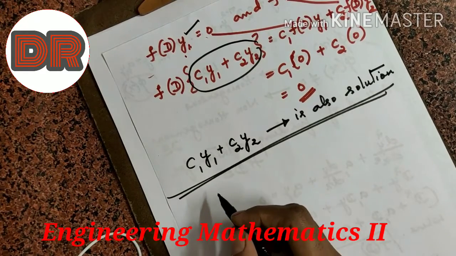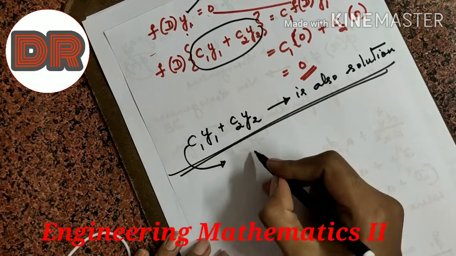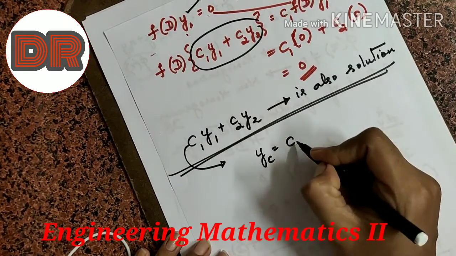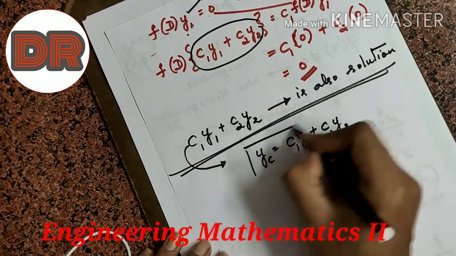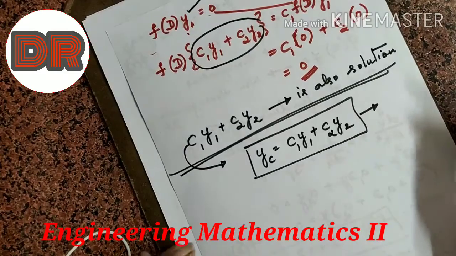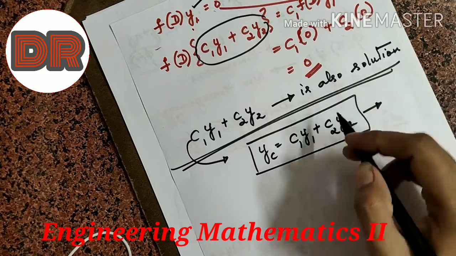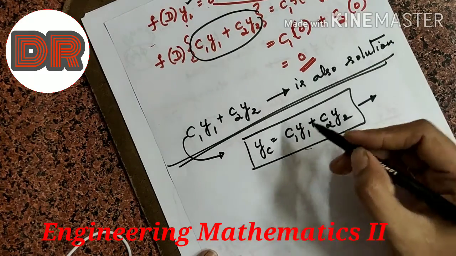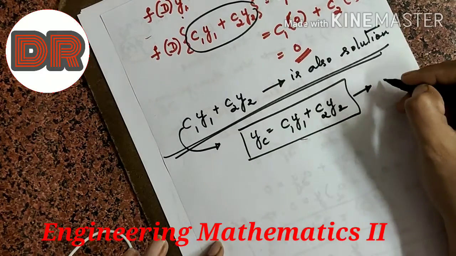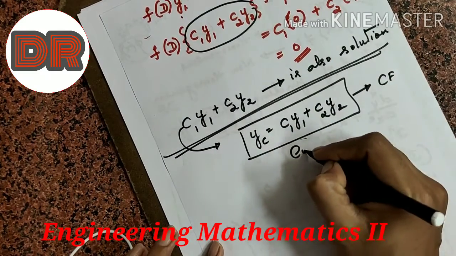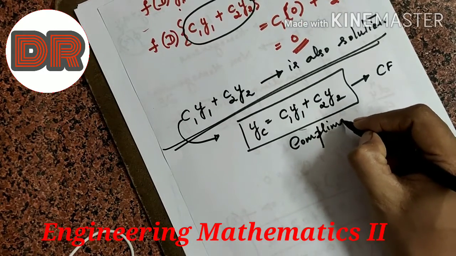Now while finding the solution of the given linear differential equation, we take this solution, that is yc is equal to c1 y1 plus c2 y2, as complementary function. All the three are solutions. Y1 is a solution, y2 is a solution, and the combination of this, that is c1 y1 plus c2 y2, is also a solution. But this is known as complementary function, or simply written as CF.